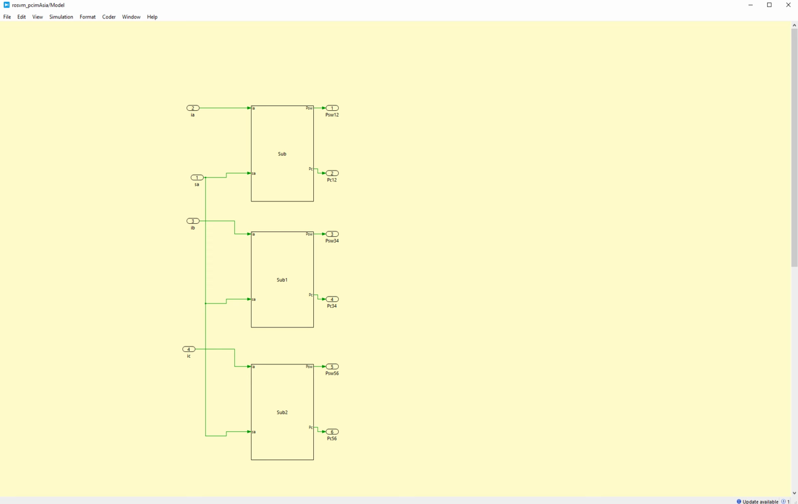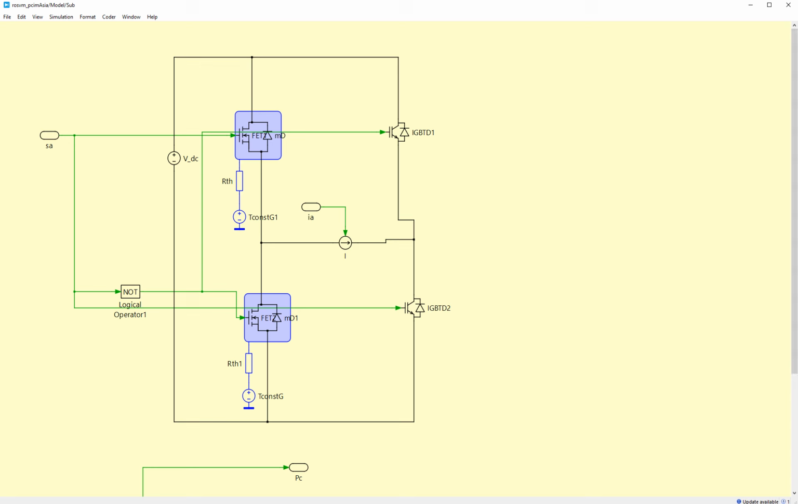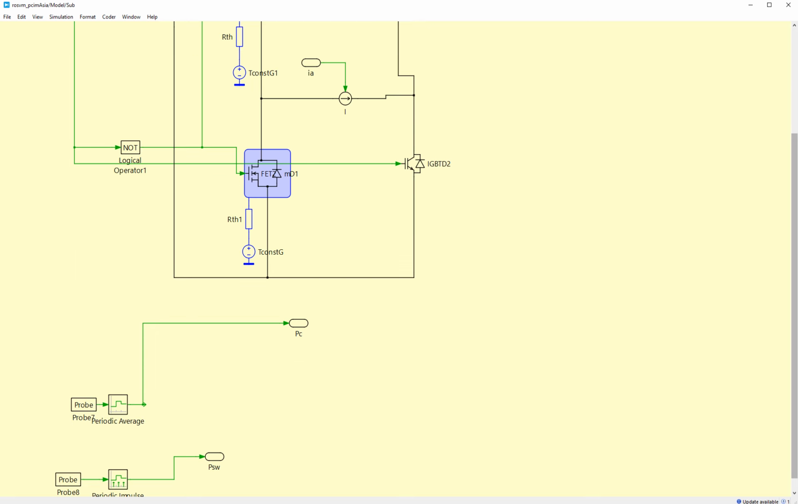Inside this model, for each phase, I have kind of an H-bridge here. So I have the MOSFETs attached to each other in this way. I have two MOSFETs. I put just simple switches over here and also one controlled current source. So the current is actually given from outside. I measure the current of the system, I apply it here, and based on the gate drive signal, I get the values for power losses. They're actually given through these probes here.